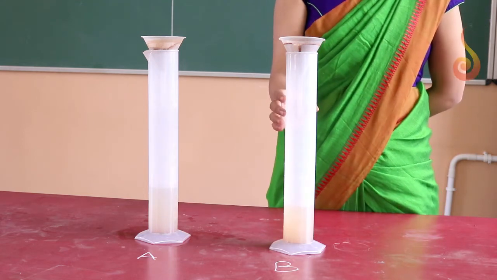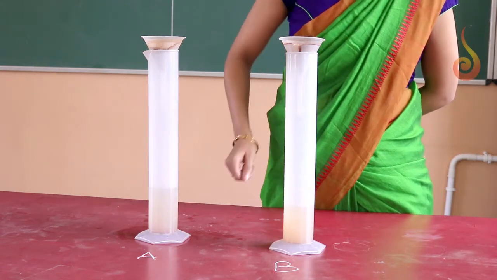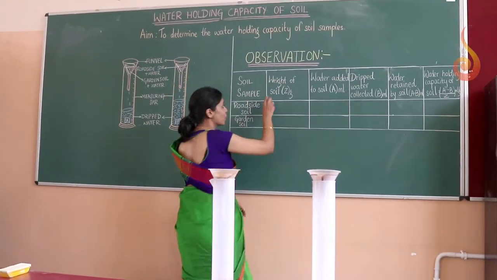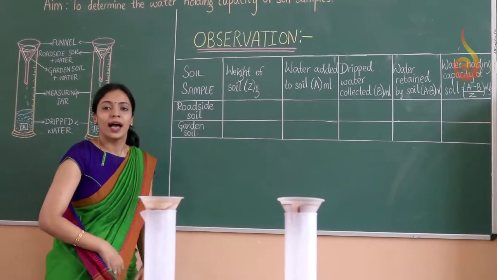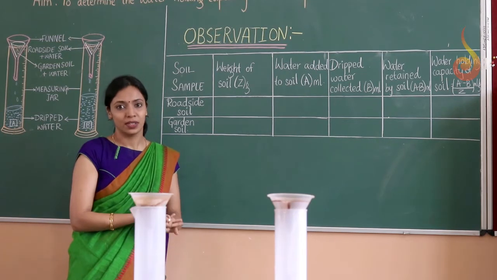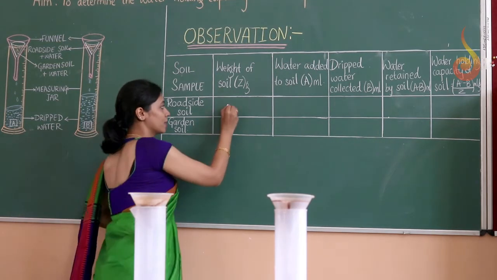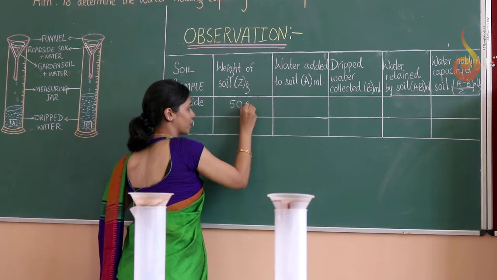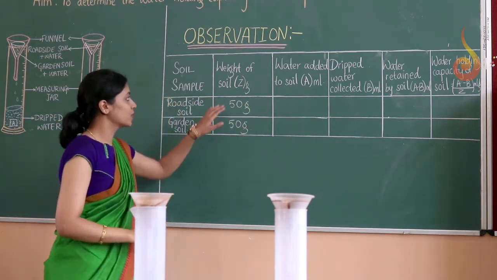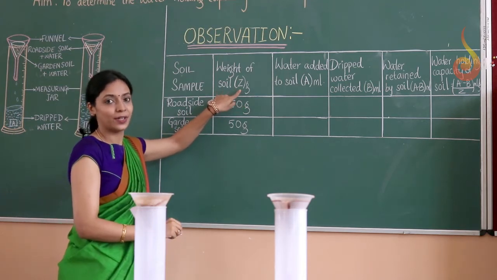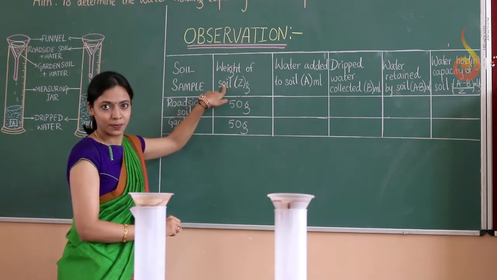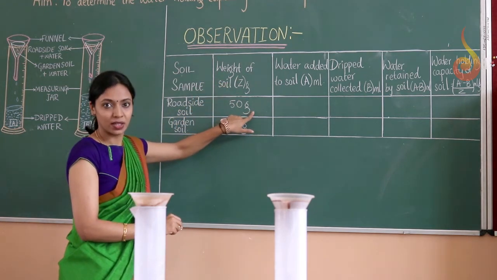In order to measure the water holding capacity, we first need to tabulate the weight of the soil. As I have told you before, both the soil samples were of equal weight. Both of them were 50 grams. Right? So this is given by capital letter Z. Z indicates the weight of the soil sample. So it is measured in grams. The unit here is gram.